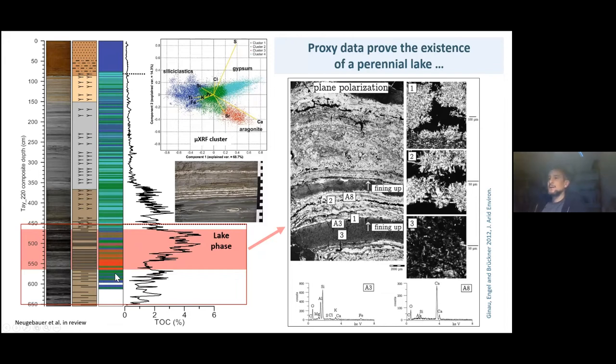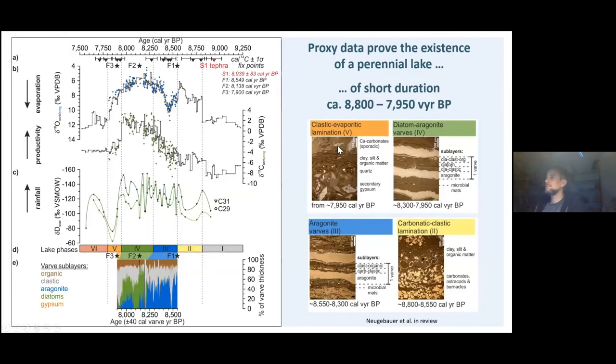So we actually can, in the next slide, differentiate mostly four different facies, which is 2, 3, 4, 5. One is basically the slow onset of water accumulation, but still at a wetland stage. Then two is the onset of the lake with a carbonatic clastic lamination, but we also see first ostracods here. That means we have the transition from a wetland to a permanent, persistent lake from year to year.